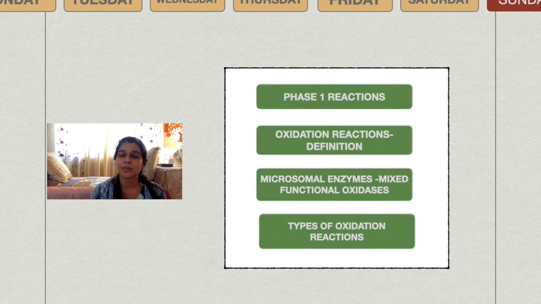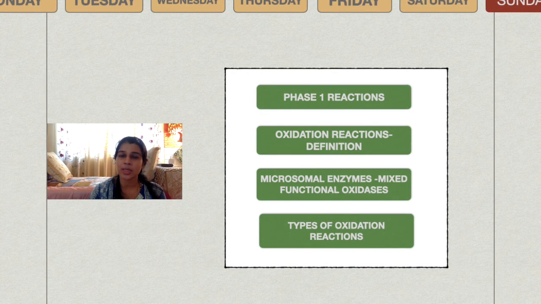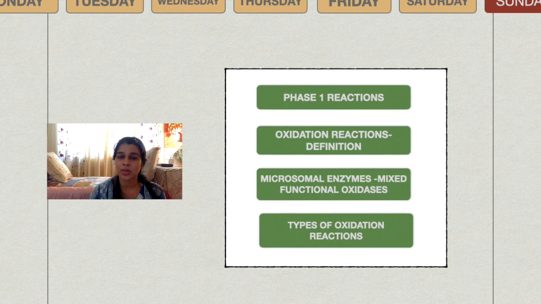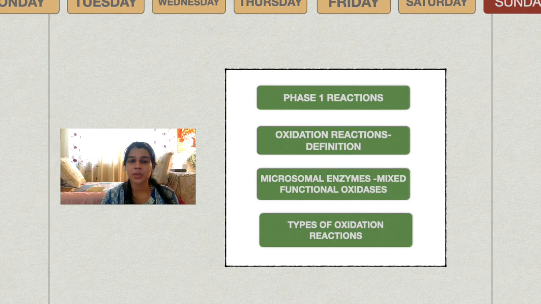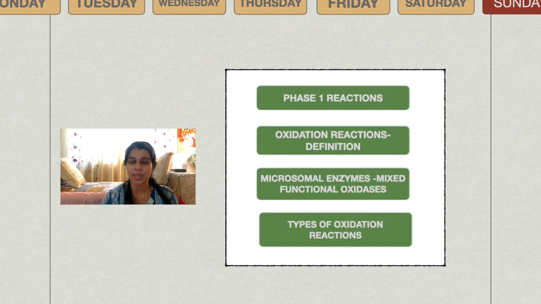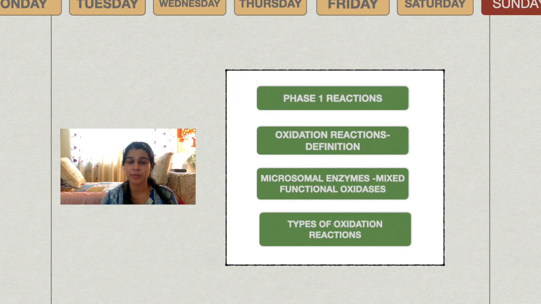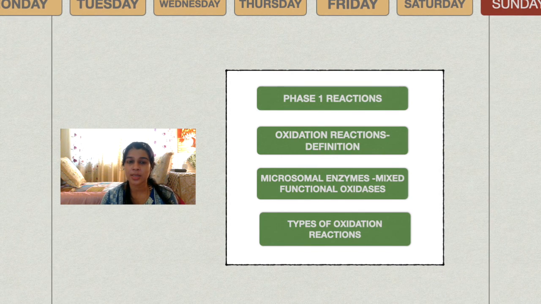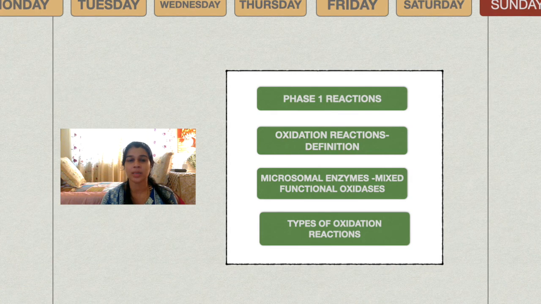That is diving deeper into the phase 1 reactions, that is non-synthetic reactions. We are going to generally cover the oxidation reactions. And what are these oxidation reactions? I'll be telling you the basic definition of oxidation. Oxidation means addition of oxygen, that is a negatively charged ion, or the removal of hydrogen, that is a positively charged ion. That is the basic chemistry definition of oxidation that we all studied in our lower classes.